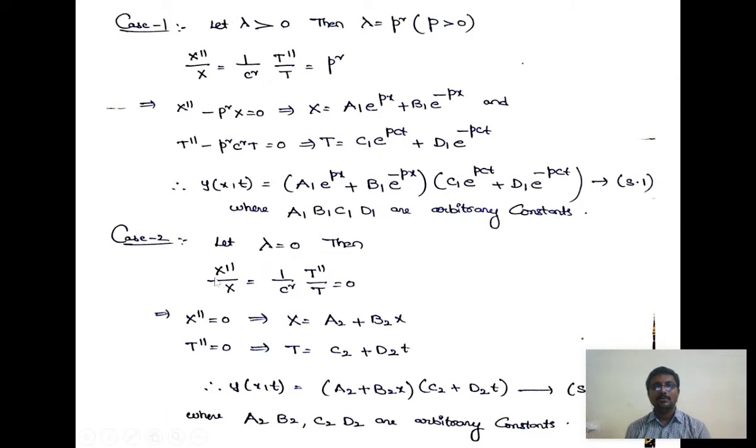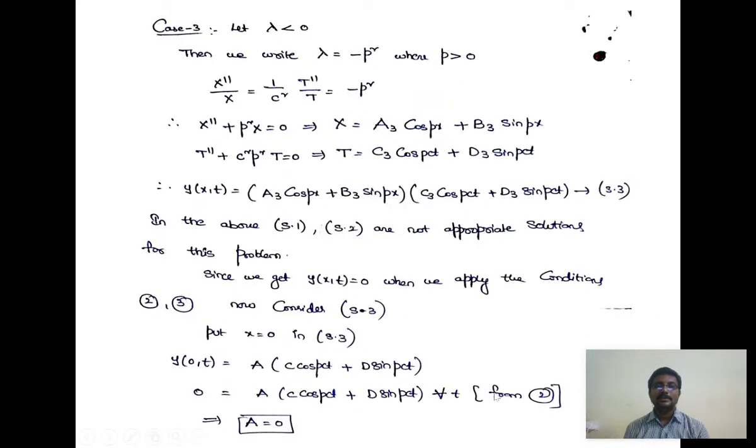Now case 2, when lambda is 0. Taking the right hand side as 0, that means we are substituting the lambda value as 0. Now equating first and last, and equating middle and last, we will get another solution, that is H2. So here H2 is y of x,t is (a2 plus b2 x) into (c2 plus d2 t), where a2, b2, c2, d2 are arbitrary constants.